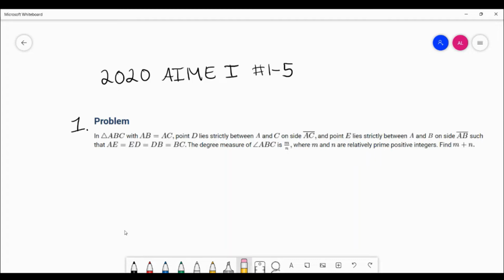So today we will be looking at some problems from the 2020 AIME 1, or rather, the first 5 problems.